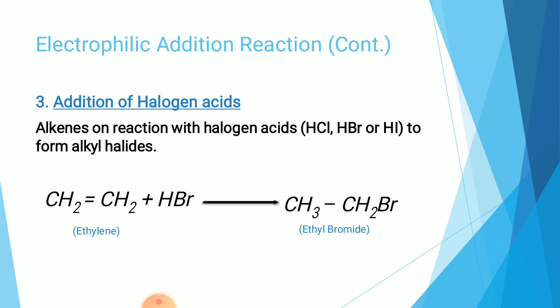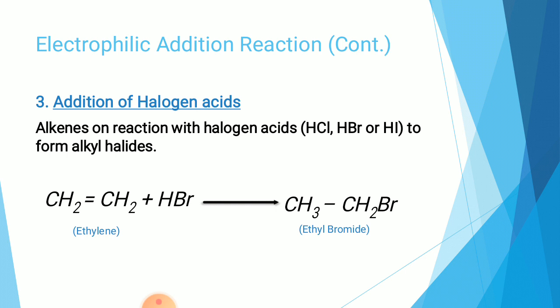Then the third reaction is addition of halogen acids. It is also based on the same mechanism of electrophilic addition reaction. Here alkenes interact with the halogen acids. What are the halogen acids here? Hydrochloric acid, hydrogen bromide, hydrogen iodide, all these are your halogen acids, to form alkyl halides.